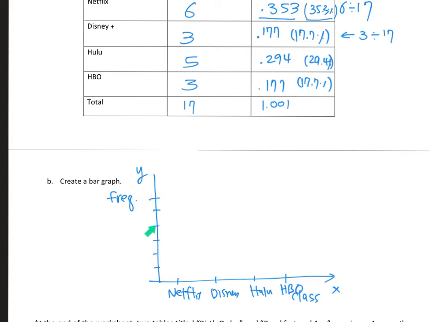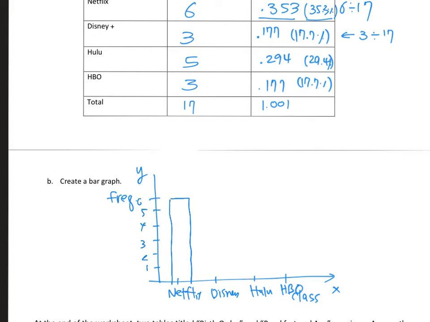Do I always have to go by 1? No. If my Netflix was like 26, then I don't want to go by 1, because how am I going to get 26? So I can go by 5, I can go by 3. Okay, so it doesn't have to go by 1. So Netflix is 6, so this is 6, 5, 4, 3, 2, 1. So I'll have a big high bar for Netflix.